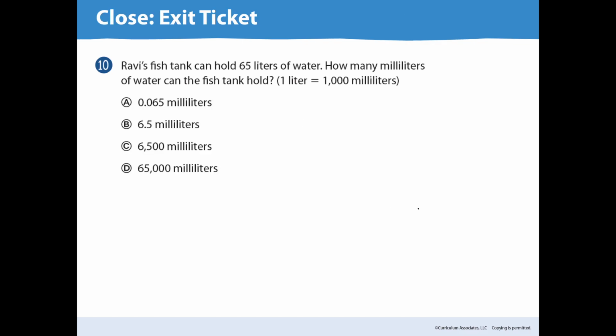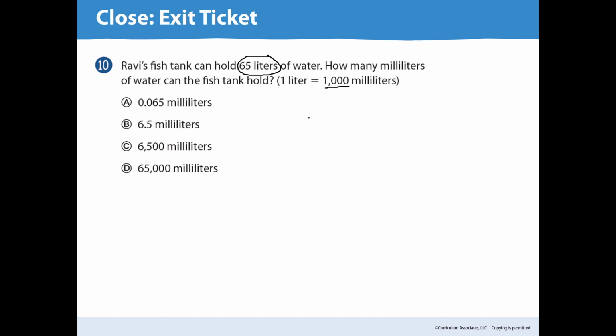Number 10, Robbie's fish tank can hold 65 liters of water. How many milliliters of water can the fish tank hold? 1 liter equals 1,000 milliliters. So looking at important information here, we have 65 liters of water. Liters are larger than milliliters. We're going from a larger unit to a smaller unit. So we're going to be multiplying by 1,000.